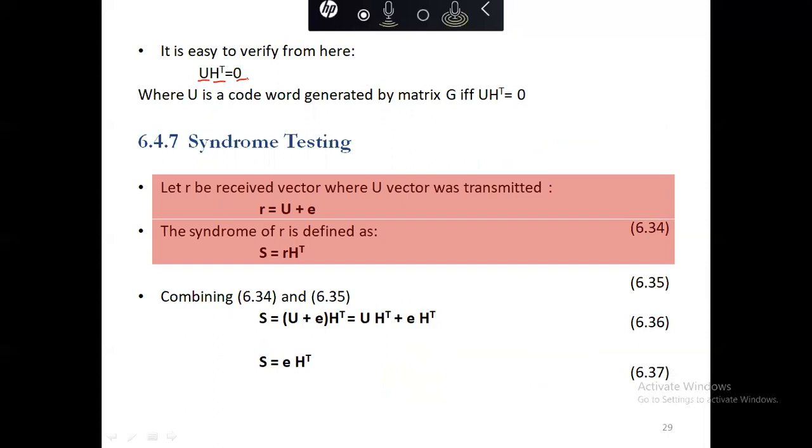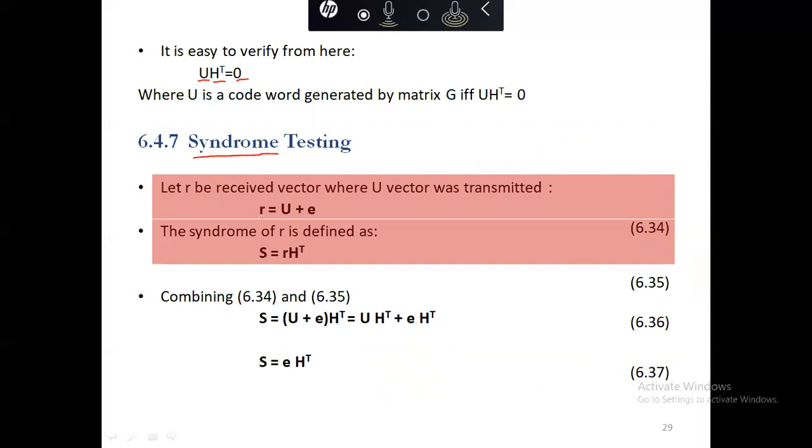So it means if GH transpose is 0, if you multiply any code word with H transpose, the answer will be 0. So this helps to find the error in the code word. Syndrome means disease, and syndrome testing means that you diagnose the disease. And this means here that we check the error in the received code word.